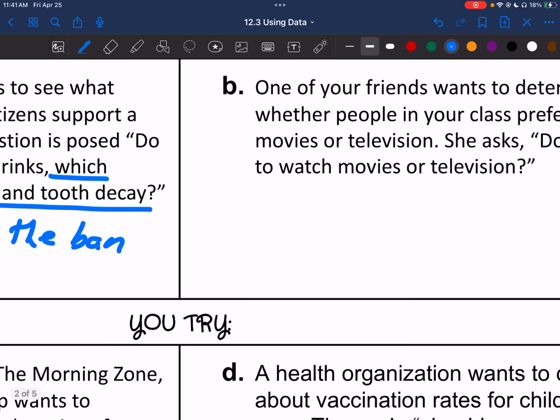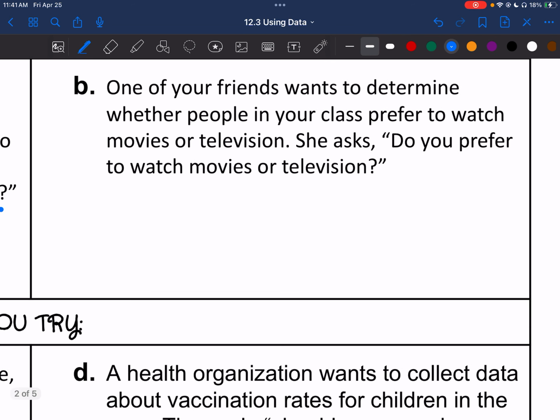All right. Our next question, letter B. One of your friends wants to determine whether people in your class prefer to watch movies or television. She asks, do you prefer to watch movies or television? Is there any bias in here? I don't see any. It's a very non-opinionated, non-emotional, straightforward question. So there's no bias.